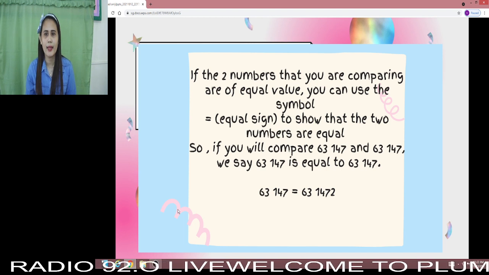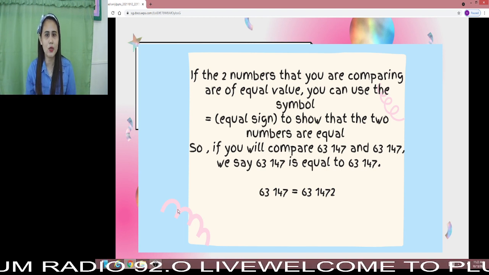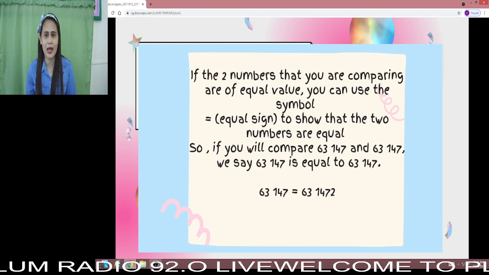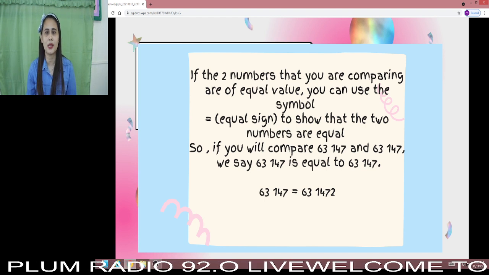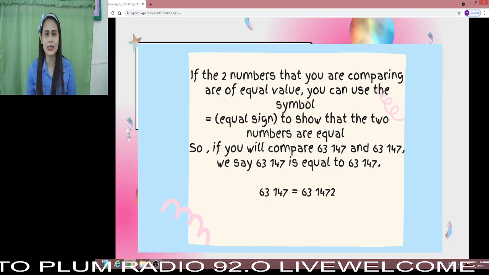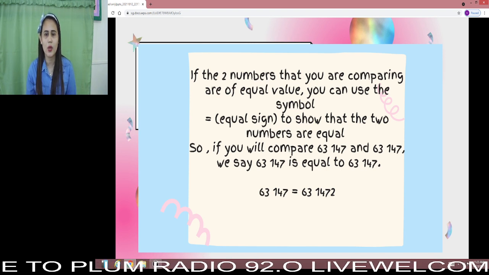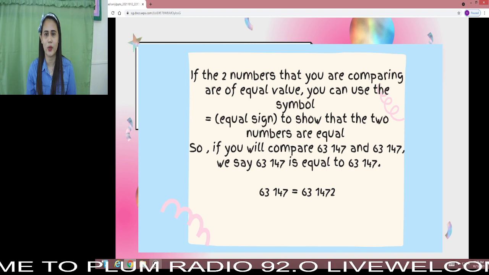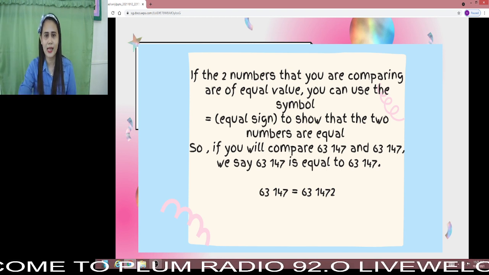If the two numbers that you are comparing are of equal value, you can use the equal sign to show that the two numbers are equal. So if you will compare 63,147 and 63,147, we say 63,147 is equal to 63,147. Use the equal sign.